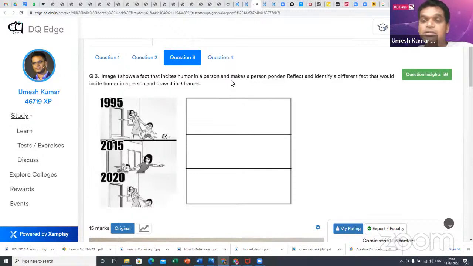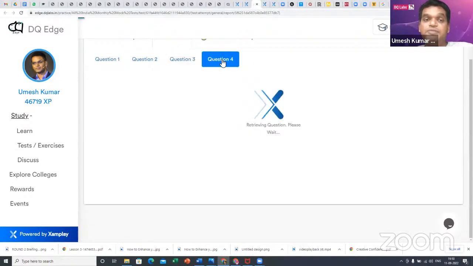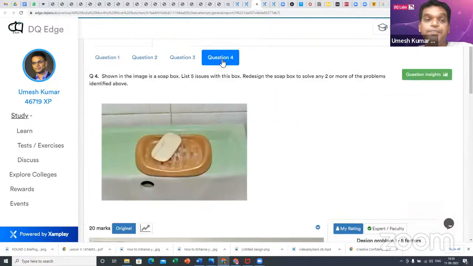All right. So question number 4. Shown in the image is a soap box. List 5 issues with this box. Redesign the soap box to solve any 2 or more of the problems identified above. So it's a simple direct design question.